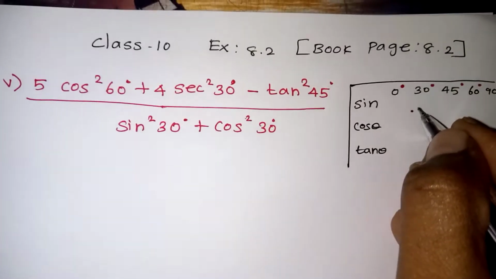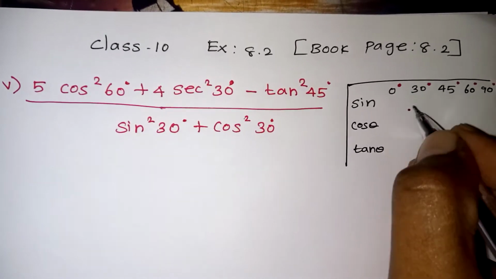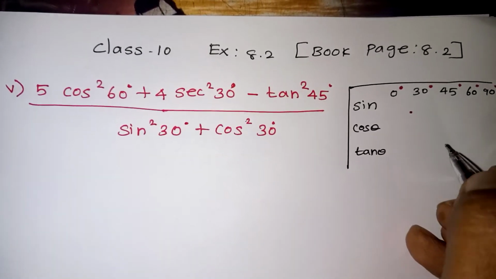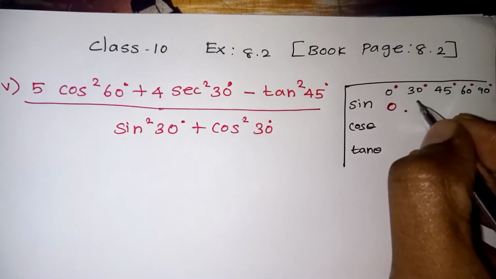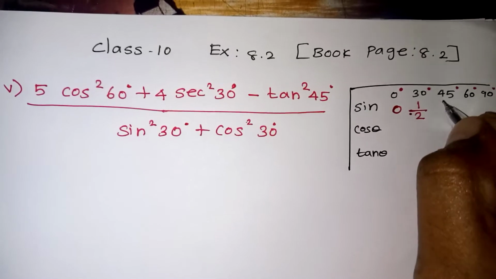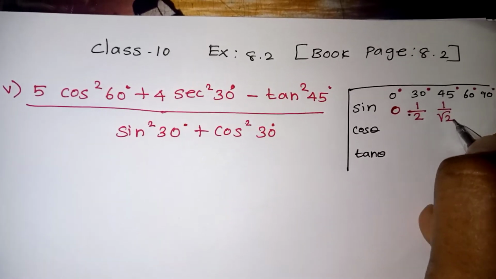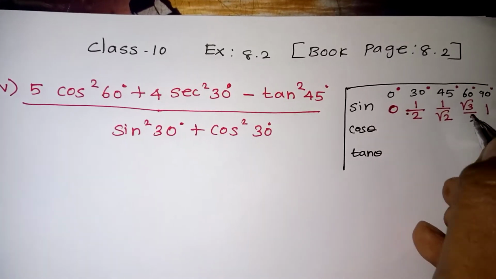We can keep it in our mind very easily. How to write the sine values alone, you can keep in mind, and the remaining values you can write very easily. For sine, we start with 0, then 1 by 2, then 1 by root 2, root 3 by 2 and 1. So this is the sine values.